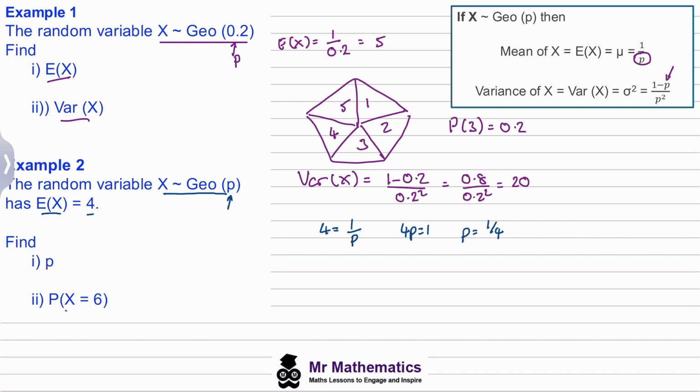And then for the probability of x equaling 6, this means we would get our first success on the 6th attempt. So the 5 previous goes would have been a fail, which is the probability of 3/4. That would have been 5 successive fails, followed by 1 pass. And we can work this out on our calculators, and to 4 decimal places, we get 0.0593.